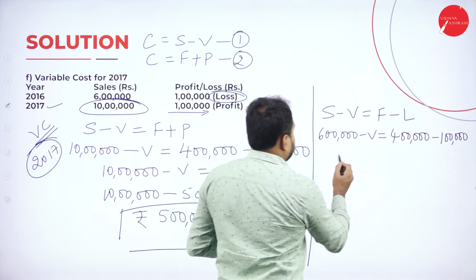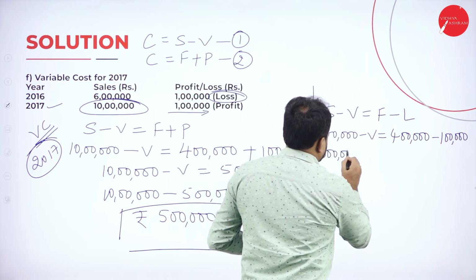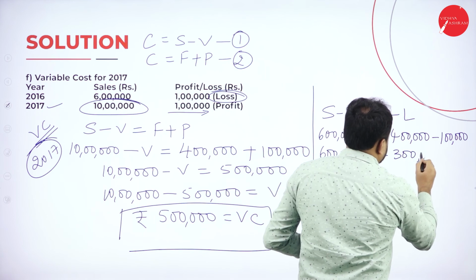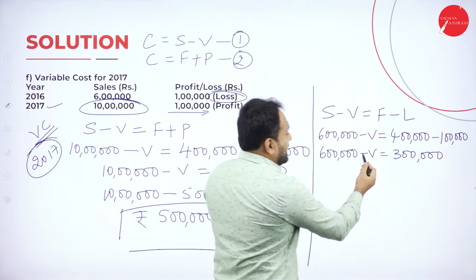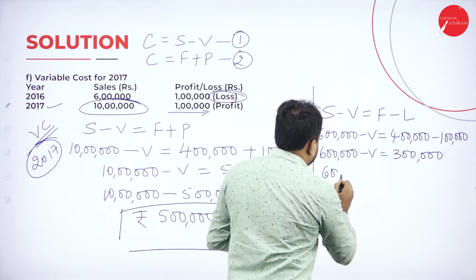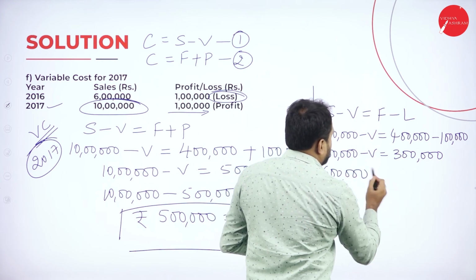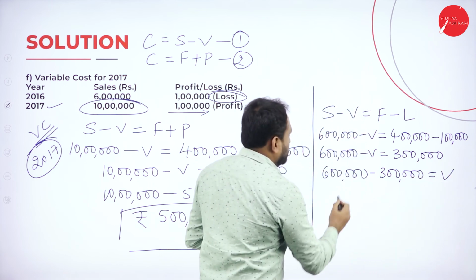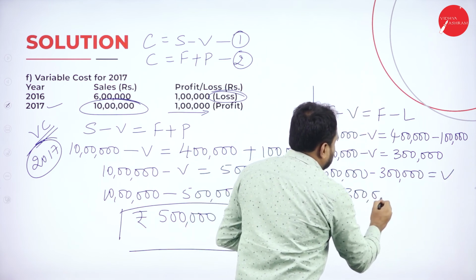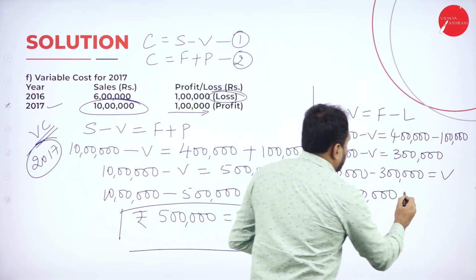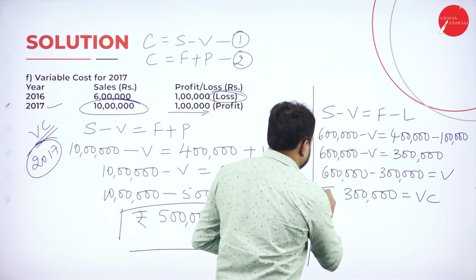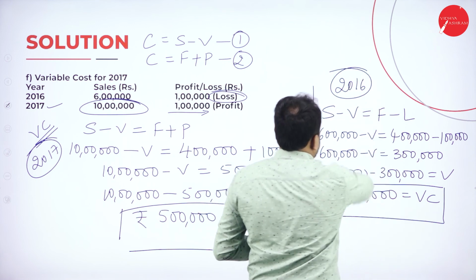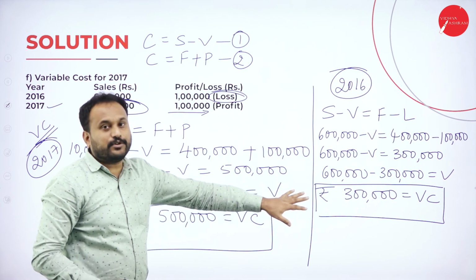So here what has happened? We'll go with 6 lakh minus V is equal to 4 lakh minus 1 lakh, which is 3 lakh. This negative V will go to the other side. So 6 lakh minus 3 lakh is equal to V. So here we got 3 lakh rupees is equal to variable cost. Now this is for what? This is for 2016 variable cost.